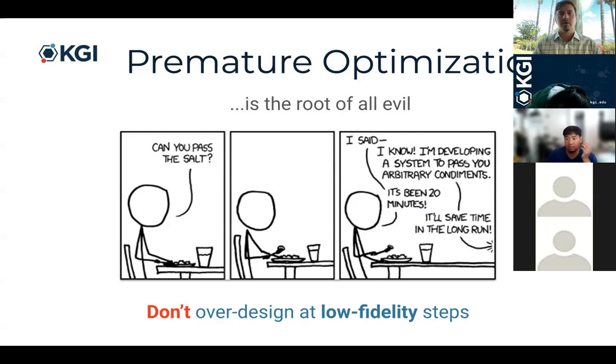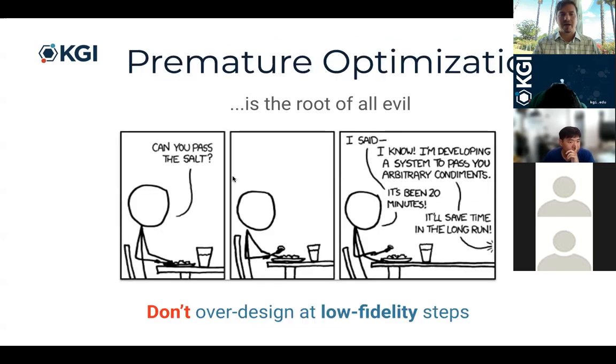But what this is saying is, hold it and try to figure out first, what does the customer really want? So the example here is this comic where the customer is asking for salt. And they're just waiting. And they say, hey, I said I would like some salt. No, I know. I'm developing a system that will pass you whatever condiment you want automatically, right? Meanwhile, your customer is angry.